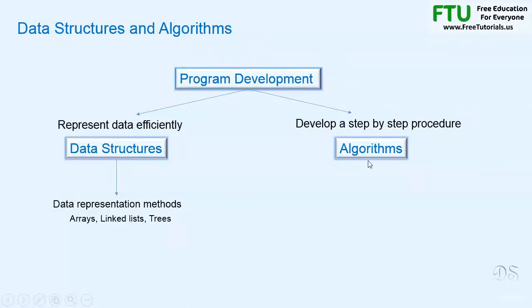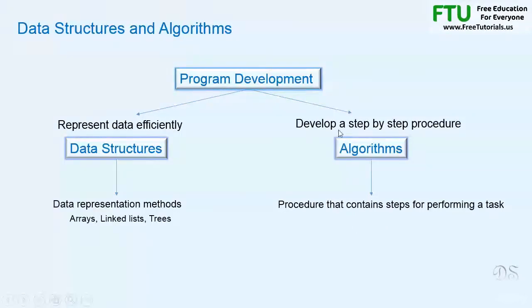Now let's come to algorithms. An algorithm is a procedure that contains well-defined steps for performing a given task. So basically, an algorithm specifies step-by-step instructions for solving a problem or performing a particular task.